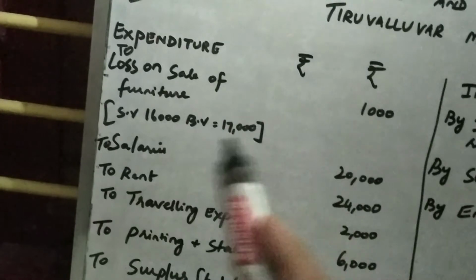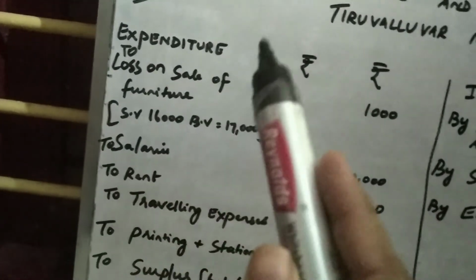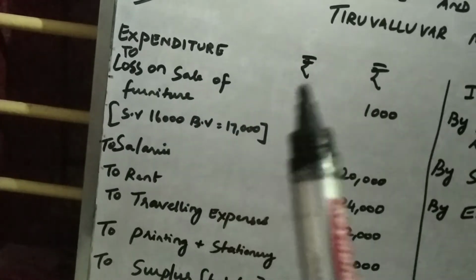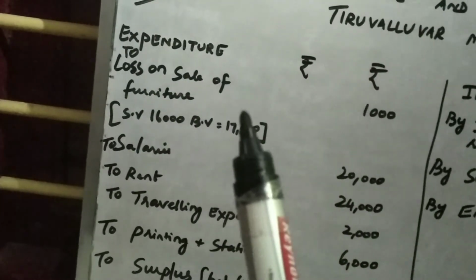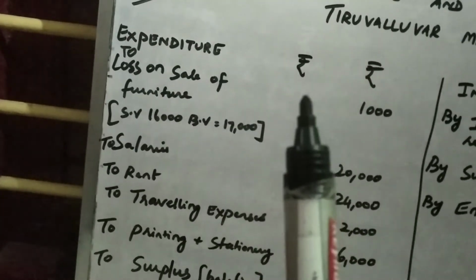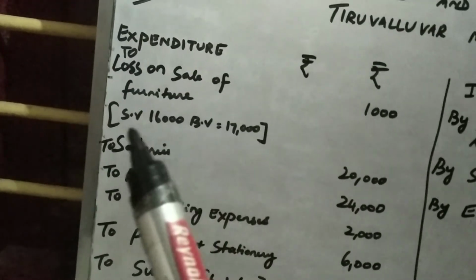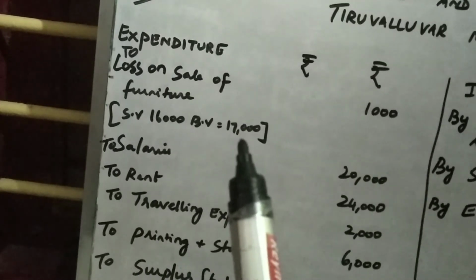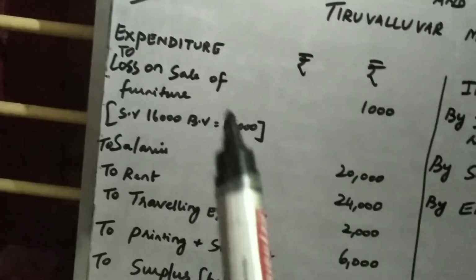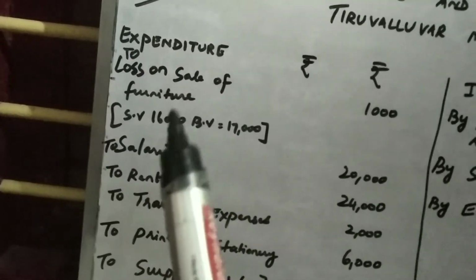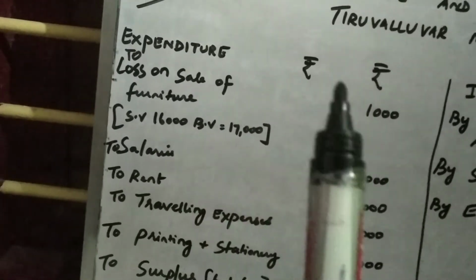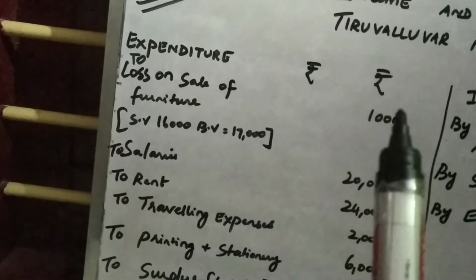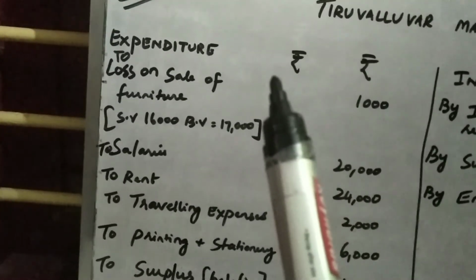Able to understand? This sale price, they have given a sale of furniture 16,000, which is a capital receipt. Capital items will be shown only in the balance sheet. Now, as they have given the book value within brackets, book value is 17,000, book value is more and the sale value is less, we incur a loss of 1,000. That difference, the loss, you have to put on the expenditure side.